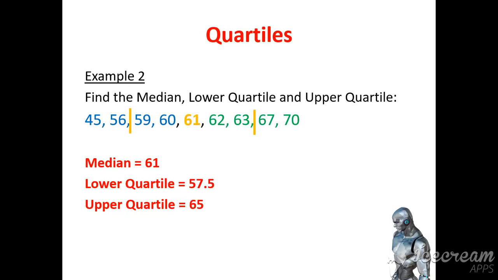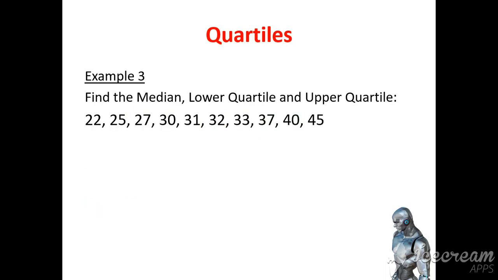Example 2, what we did is we counted into the middle and found our median of 61. We took our bottom group and counted into the middle. There were 2 numbers, 56 and 59. We used our trick to add them up and divide by 2 to get our lower quartile of 57.5. And we did the same for the upper group. There were 2 numbers, 63 and 67. We added them up, divided by 2 to get our upper quartile of 65. So those are the first 2 scenarios done. Let's move into example 3.